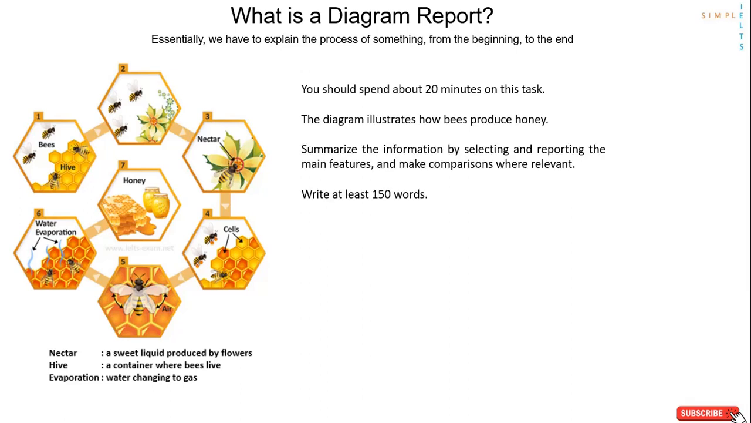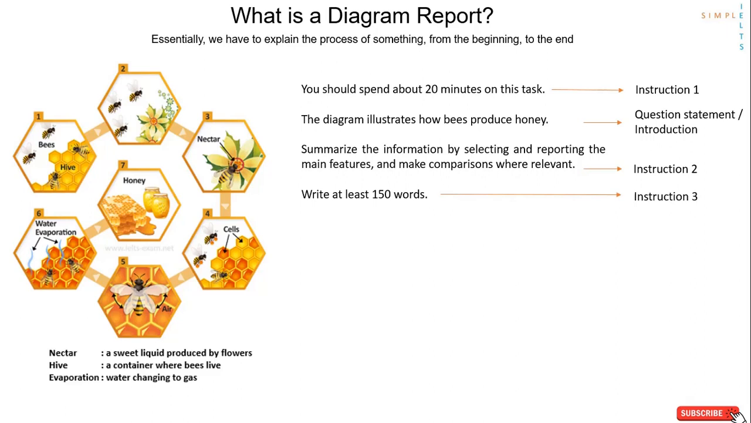Also, there are several things that you have to know. First is the question statement or the introduction that comes with the diagram. For example, the diagram illustrates how bees produce honey. Okay, and then there are several instructions related to this. First, you should spend about 20 minutes on this task and then summarize the information by selecting and reporting the main features and make comparisons where relevant. So in essence, you have to do two things. First is summarize the diagram and make comparisons.